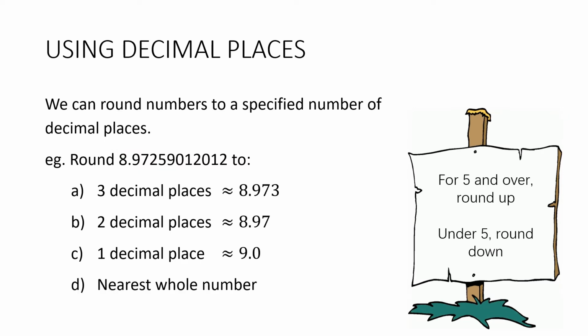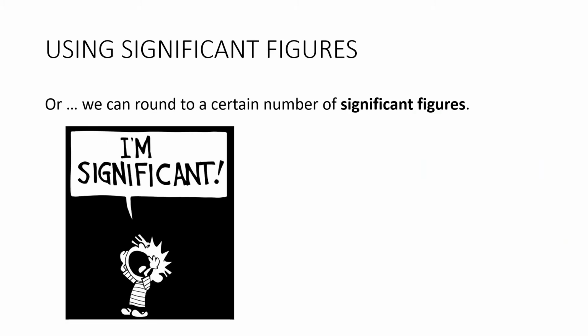And then finally to the nearest whole number, we're going to stop it here. Look at the next digit, it's a 9, it's too big, it's going to round the 8 up to 9. And you'll notice something curious here. We've actually got the same answer to both of these. So this rounded up to 9.0 and this rounded to 9. And that can sometimes happen. But another method of rounding is to use significant figures.